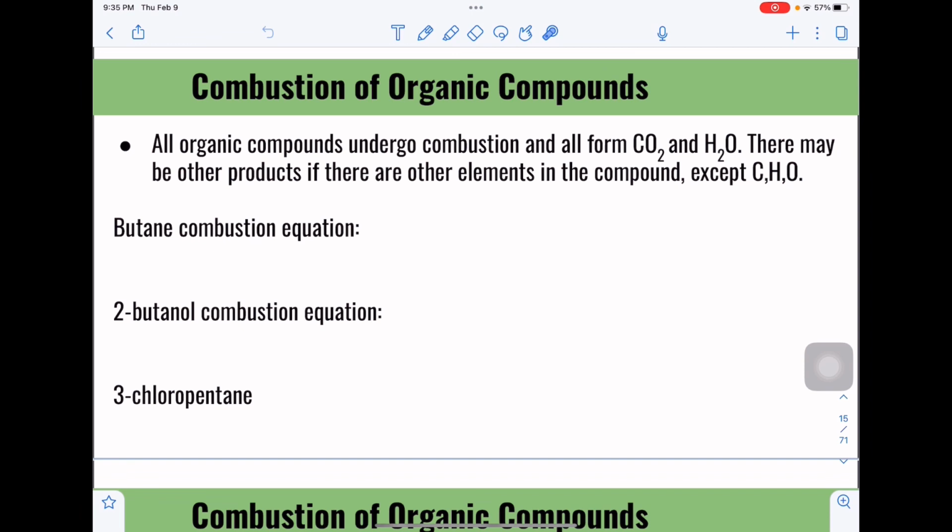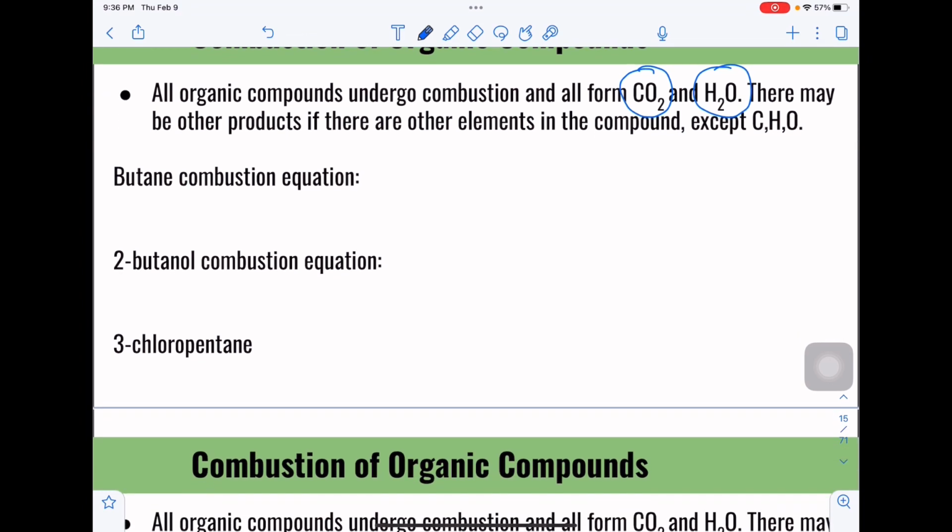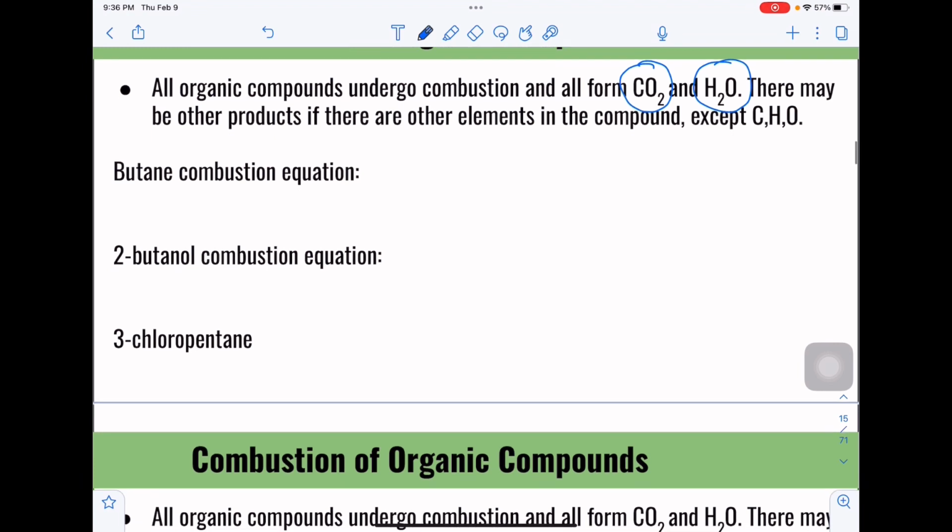Okay, so for this one you just have to know the reactions for combustion. When you have excess oxygen in the air, you always form carbon dioxide and water from organic compounds. But if you have organic compounds that contain other elements except for carbon, hydrogen, and oxygen, then you will form other products. For instance, if you have a halogenoalkane, like in the case of chloropentane, we have chlorine, and therefore in the product we will have HCl.